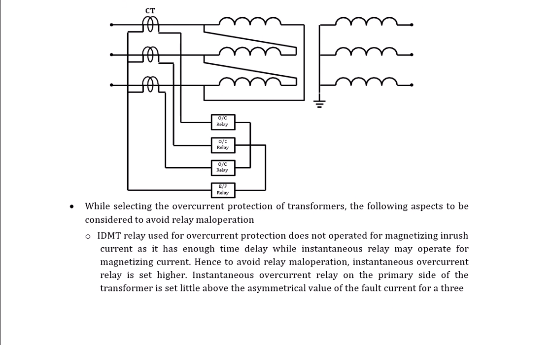First, the IDMT relay used for overcurrent protection does not operate for a magnetizing inrush. This is a very important thing: our relay should not operate when it observes the magnetizing inrush. It has enough time delay, while an instantaneous relay may operate for a magnetizing current. Hence, to avoid relay maloperation, the instantaneous overcurrent relay is set higher. The instantaneous overcurrent relay on the primary side of the transformer is set a little above the asymmetrical value of the fault current for a three-phase transformer.